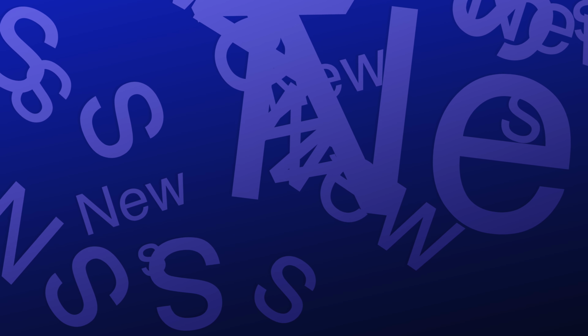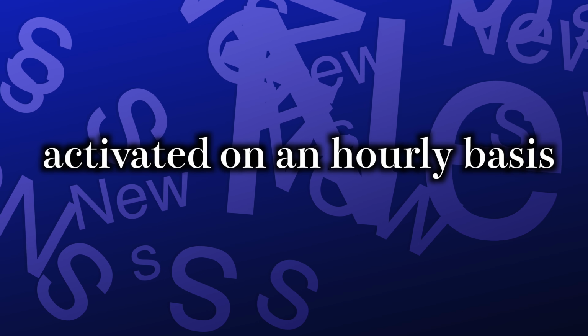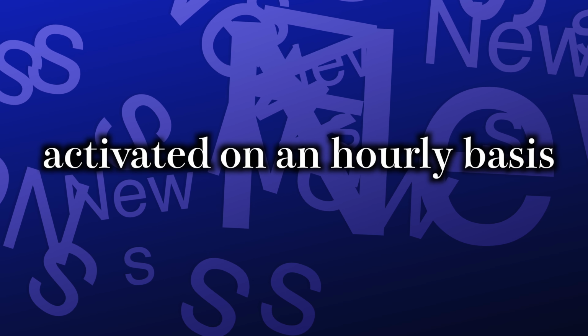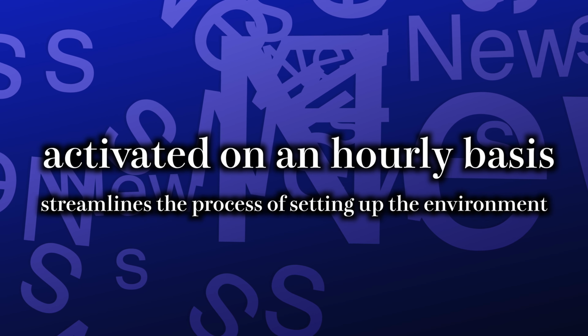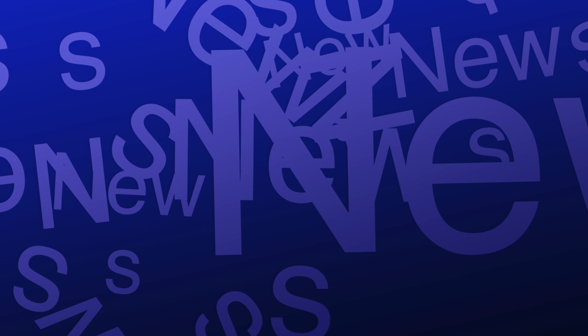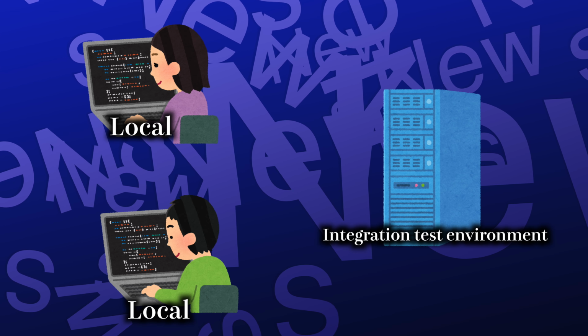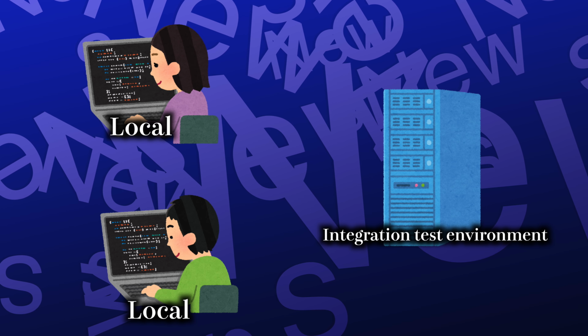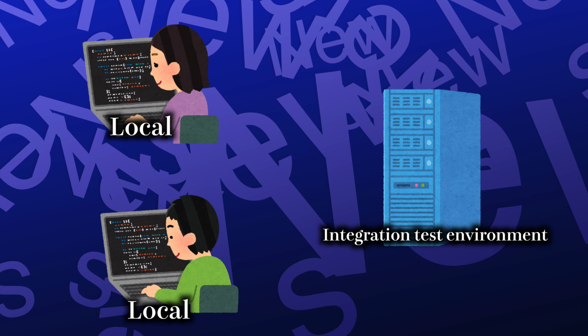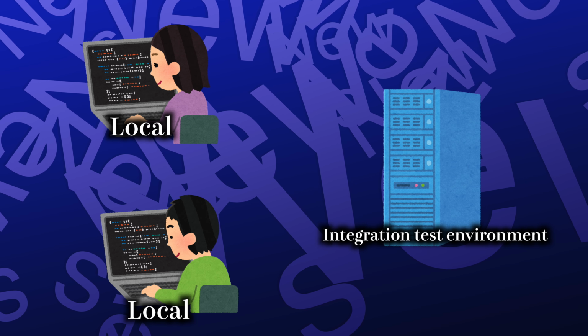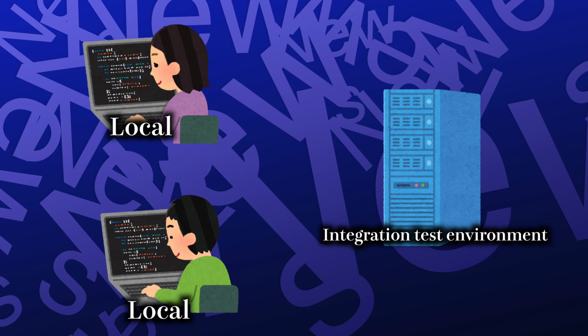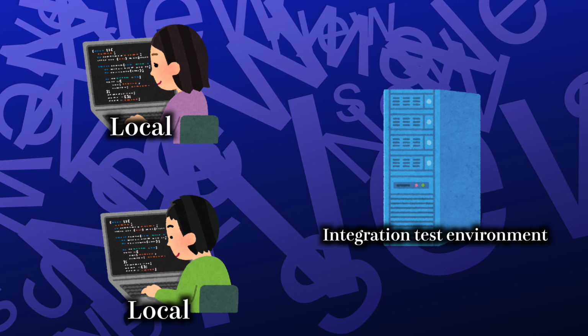This explanation may be a little difficult for you, so a simple way to describe it is that the development environment can be activated on an hourly basis. What is different from a normal virtual machine type is that it streamlines the process of setting up the environment. For example, the coding environment is local, and the integration test environment is a workstation. The local environment is a PC for each programmer, and the workstation, which is the integration test environment, is where the programs created by everyone are placed and executed.